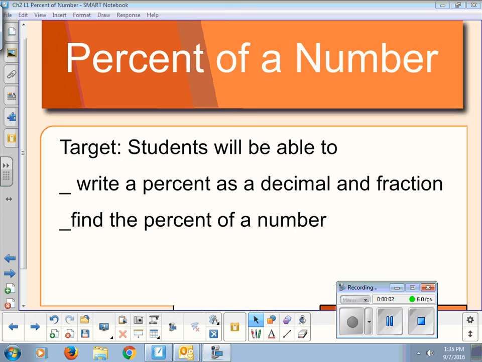The heading of today's lesson is percent of a number. Our targets for today: students will be able to write a percent as a decimal and fraction and find the percent of a number.